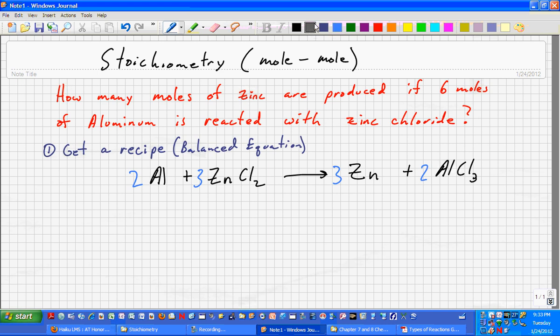Go ahead and take a look at the GUESS method here. My given is my 6 moles of aluminum. So that's my given right here. My unknown is moles of zinc. So I'm ready to go ahead and get my setup going. I've got 6 moles of aluminum as my given, and I'm trying to get moles of zinc.